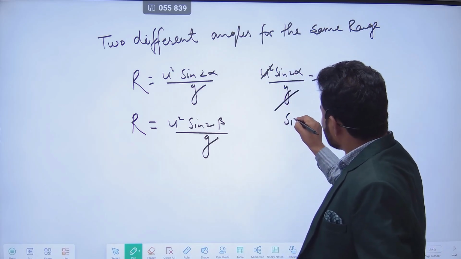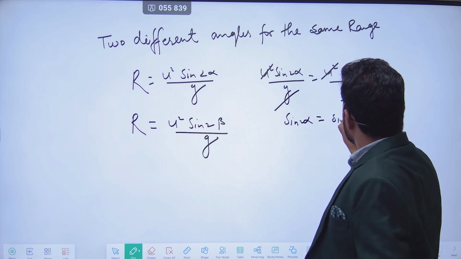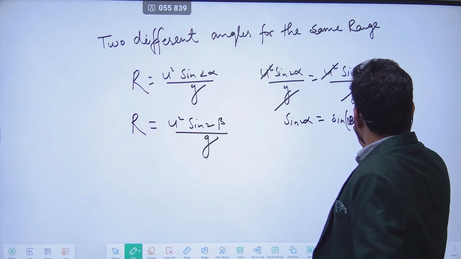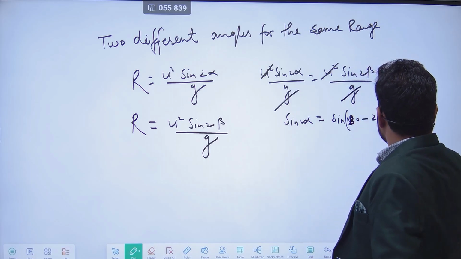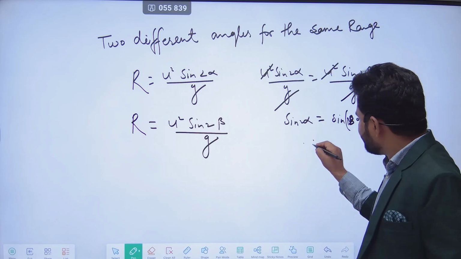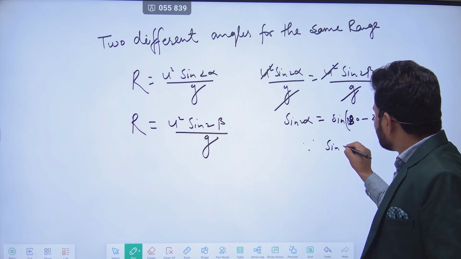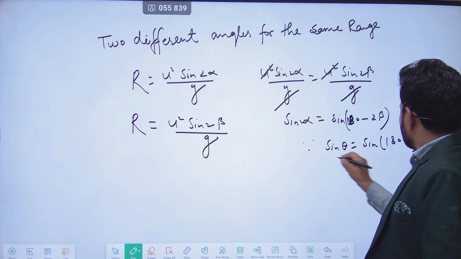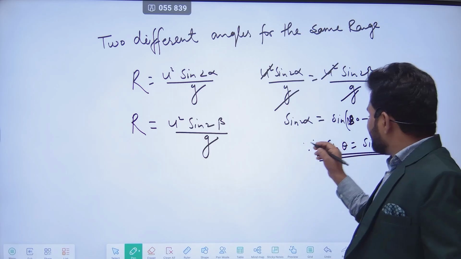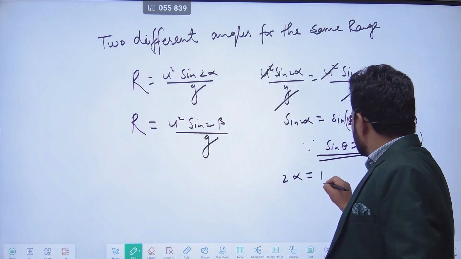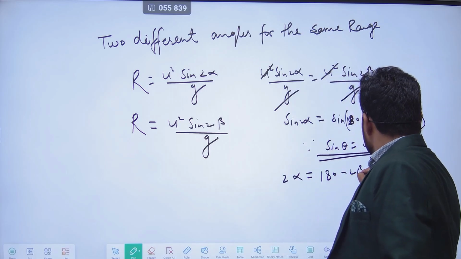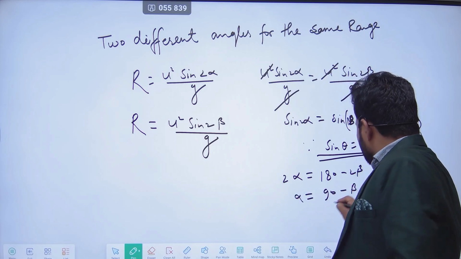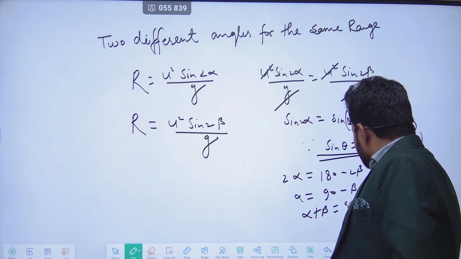Here sine 2 alpha is equal to sine of 180 minus 2 beta. Why are we writing like that? Because we know that sine theta is equal to sine of 180 minus theta. So we can say that 2 alpha is equal to 180 minus 2 beta. So from here alpha is equal to 90 minus beta. Alpha plus beta is equal to 90.